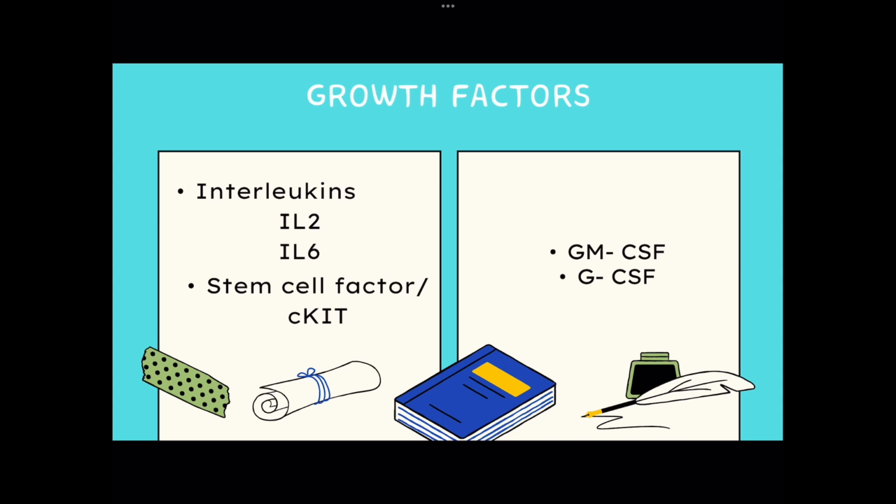So there are multiple growth factors which I will discuss in the next video, but for your information I mention 2 to 3 growth factors. Most important interleukins are interleukin 2 and 6. These are needed for T cell differentiation and lineage commitment. Another important factor is stem cell factor or c-kit. Stem cell factor helps in homing of the cell in the bone marrow niche. Another important factor is granulocyte monocyte colony stimulating factor or granulocyte colony stimulating factor.